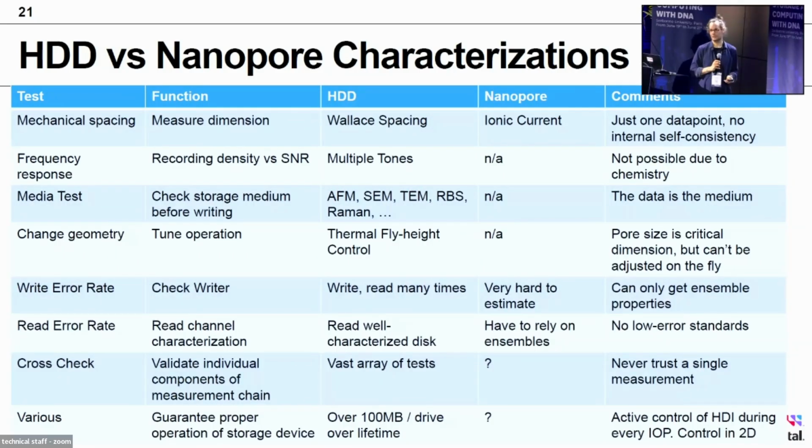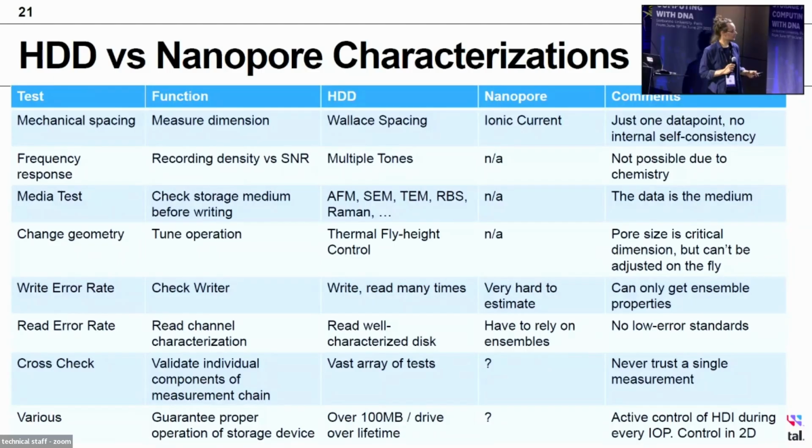Reading is the same. How do you measure the read error rate if you don't know if the molecules have been written correctly or to what extent they have degraded? The cross checks, again, we don't want to trust single measurements, and we need to work really hard there to build a better measurement system of many cross-reference measurements.